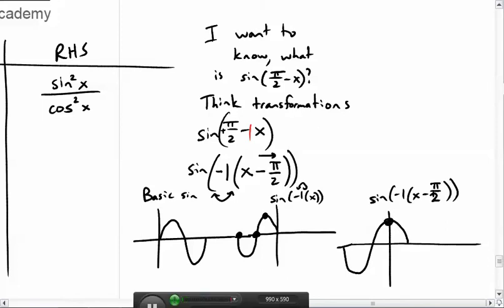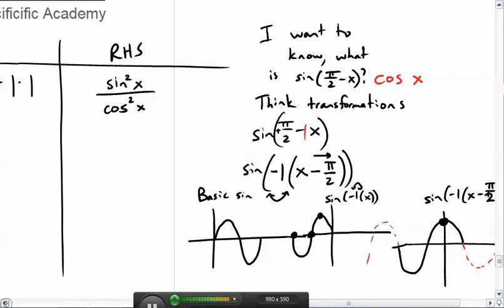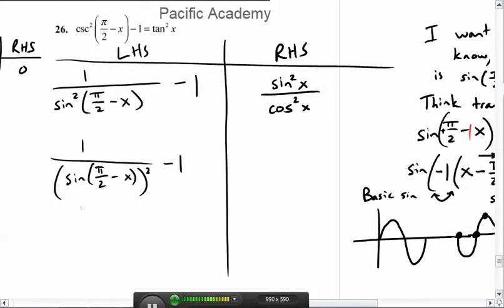So now my maximum is at 0, 0, 1. And if I continue this graph, it's starting to look like the graph of cosine, which starts at the top. Okay, so sine pi over 2 minus x is actually the same as cosine. You take a sine graph and reflect it and then move it 90 degrees to the right, it looks exactly like a cosine. So instead of sine pi over 2 minus x, I'll write cosine x.